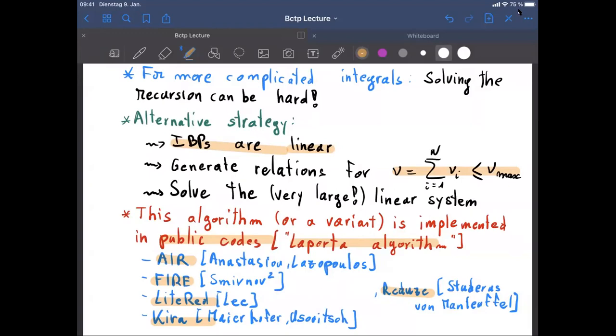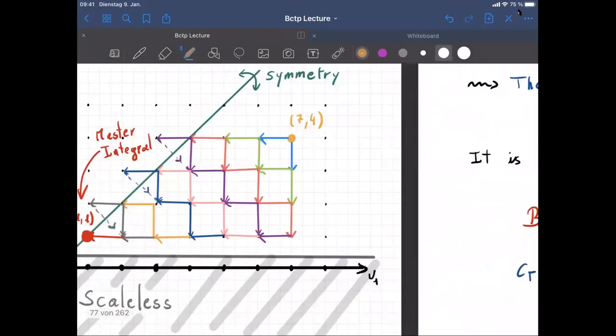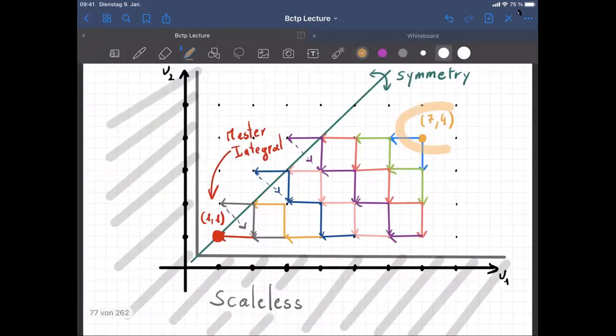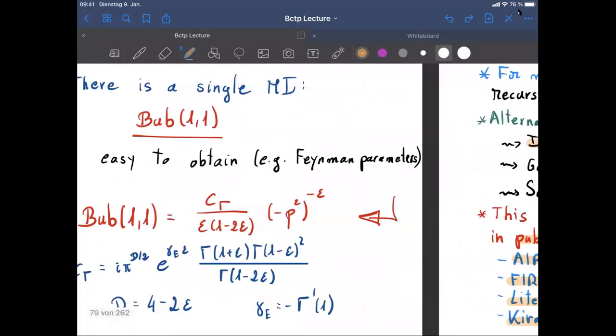But this is just to tell you that if you do this in practice, you don't do it by hand the way we did it now in the case of the two-point function, which was more like a pedagogical example. You would use one of these codes, and you would just give it the integral, like in our case the integral 7,4, and it would give you its decomposition into the basis down here. So all this is automated.